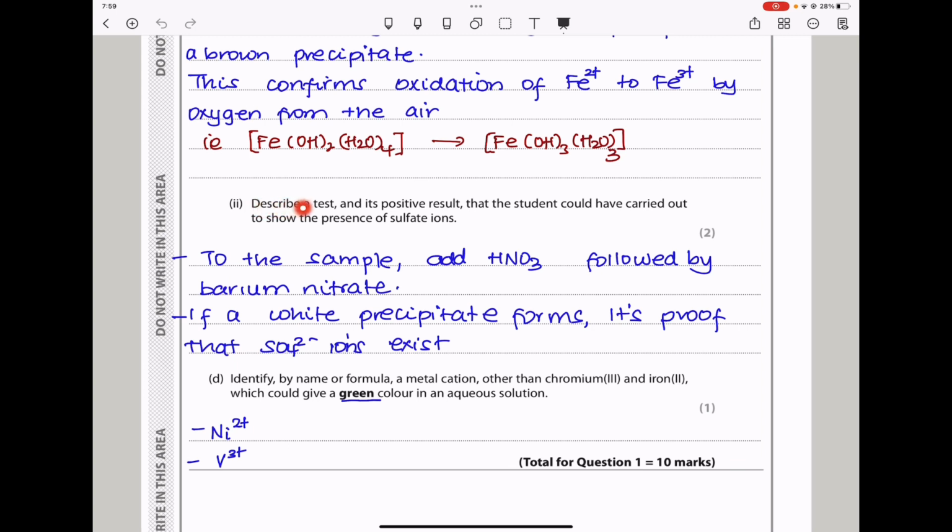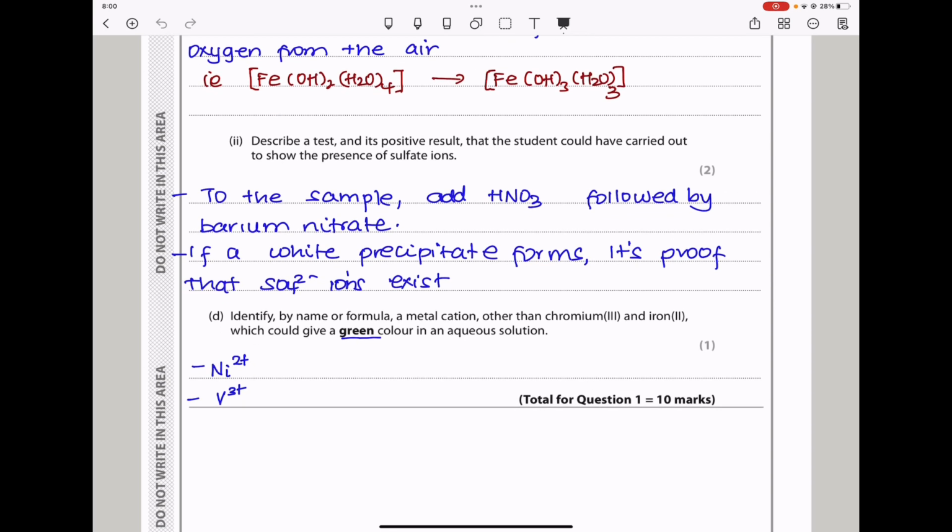And in the next part, they say describe a test and its positive result that the student could have carried out to show the presence of sulfate ions. To test for sulfate ions, you need to add nitric acid followed by barium nitrate. And if this is carried out, a white precipitate is going to be formed. That is proof that a sulfate anion is present.